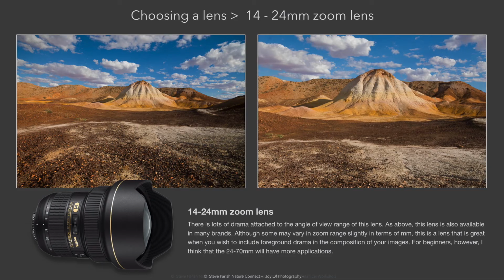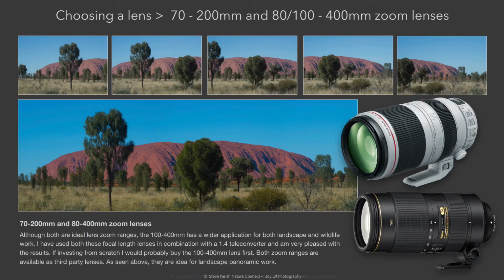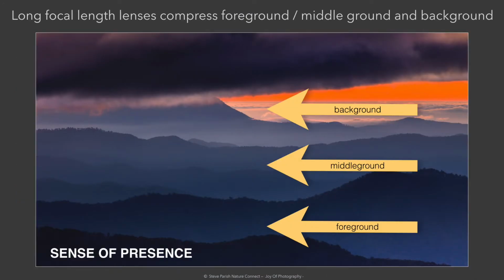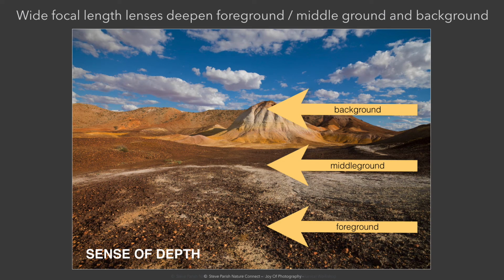And of course lenses are number one. I've simply discussed the primary lenses that I use, the 70 to 200 lens, the 80 to 100 millimetre lens, and why we use long lenses to give that compressed foreground and background, and wider angle lenses to give that sense of depth. So these are the principles that we are looking for when we change our lenses to make the various different captures.